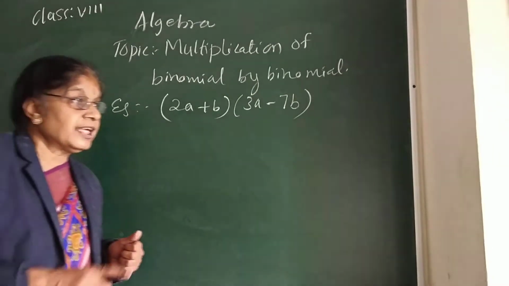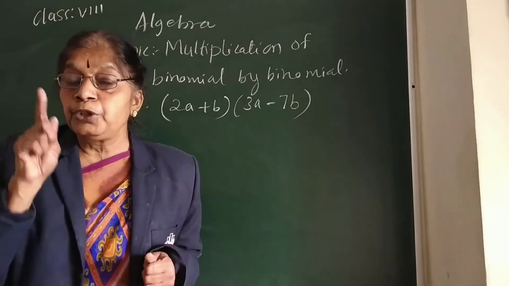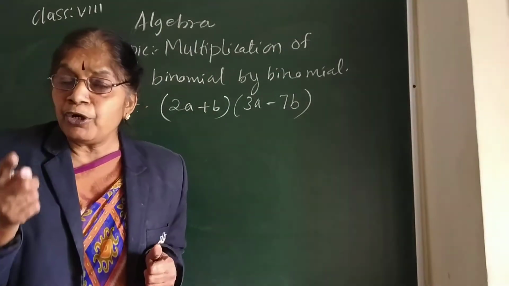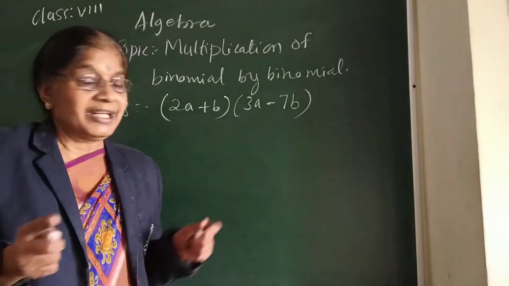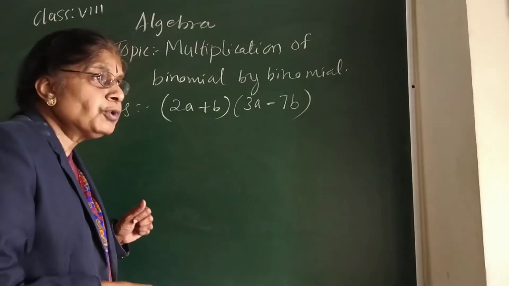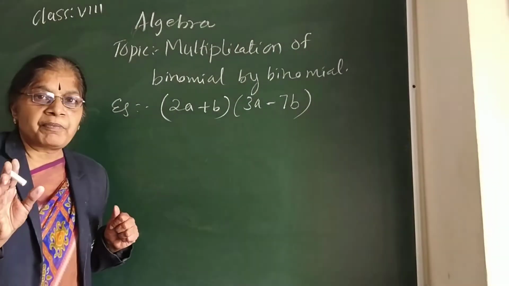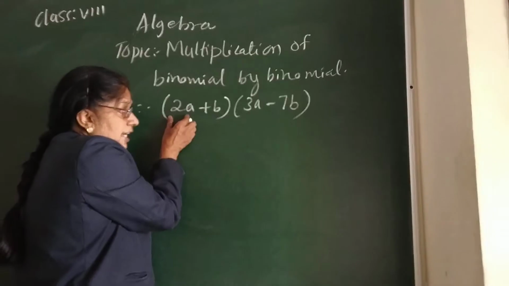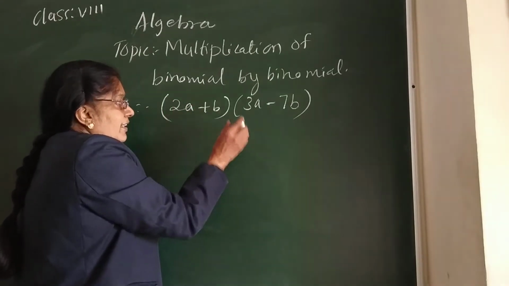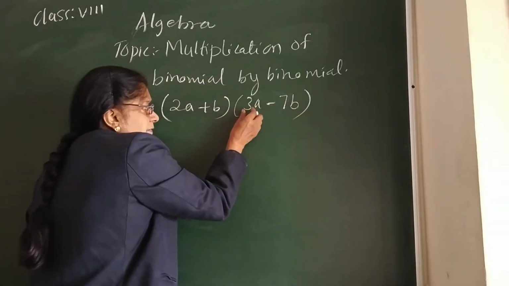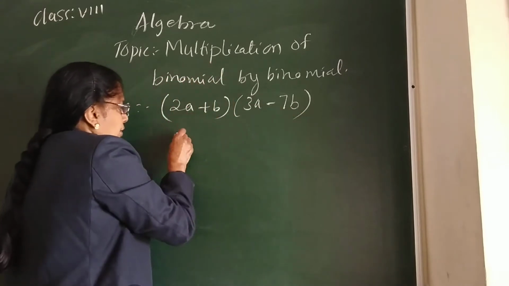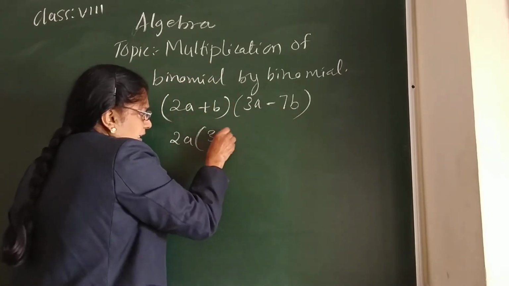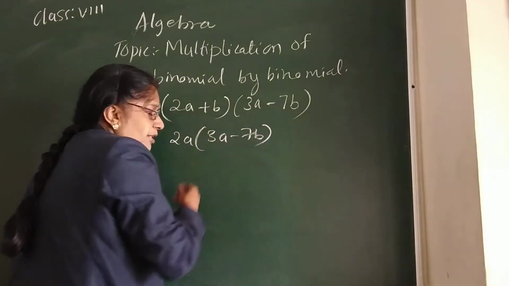Again I am going to take the distributive property which we took for monomial by binomial and monomial by trinomial. Same I am going to take. How should we do the distributive property? 2a we have to take and multiply with the second binomial, first term and second term. So 2a in the bracket, 3a minus 7b.